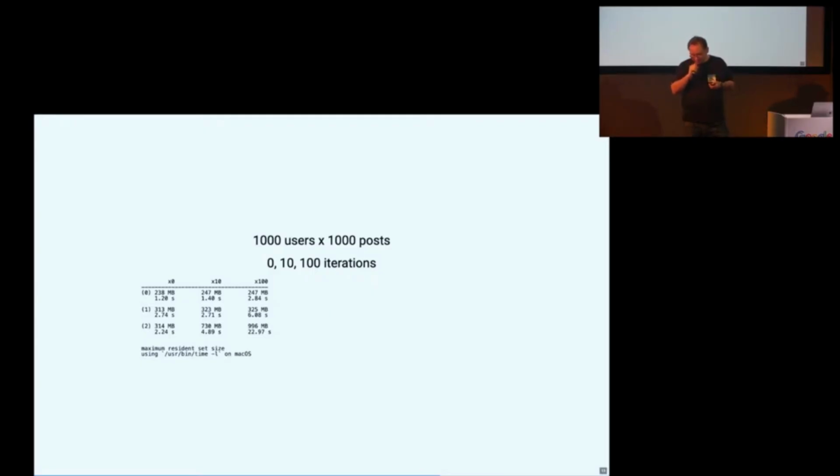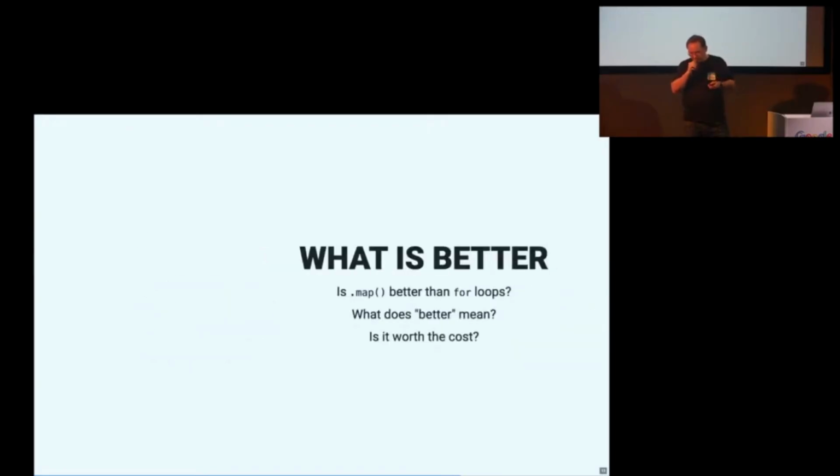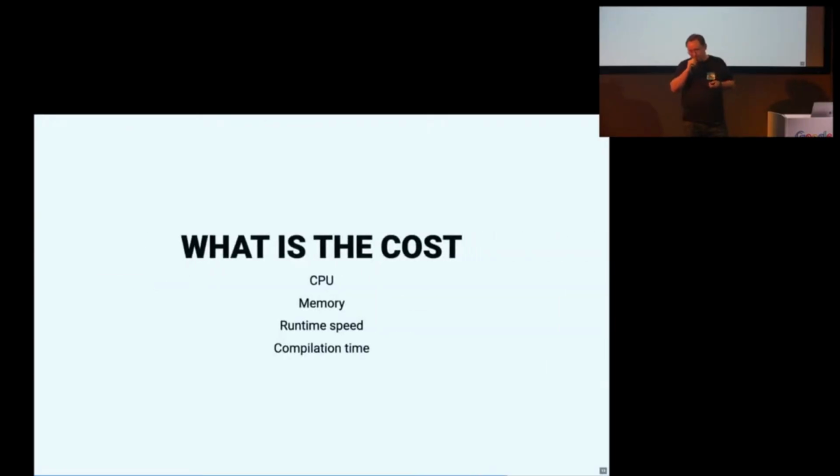to wait longer. So there are some costs, and the costs are CPU, memory, runtime speed, also compilation time, because this is often overlooked. But when we work, sometimes we compile the code a lot of times during the day, and every time there's a huge difference.